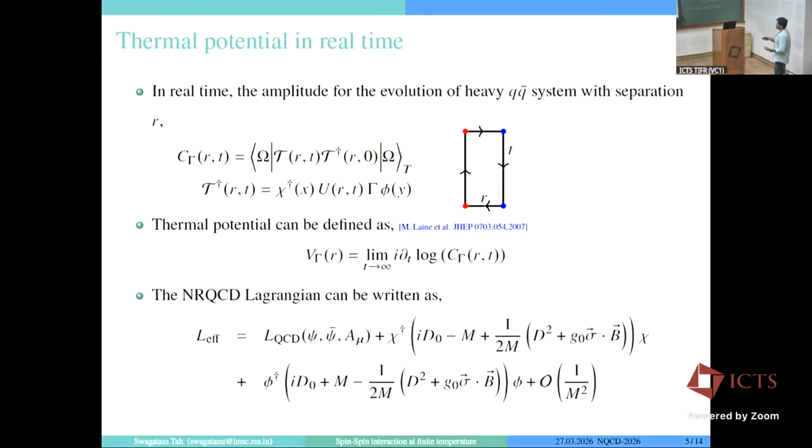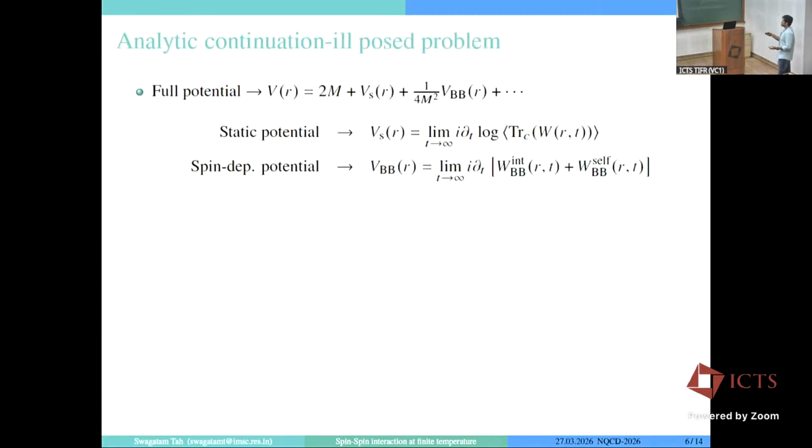So in the NRQCD Lagrangian, this part is the usual QCD Lagrangian for light quarks and gauge fields, this part is for the quark fields, and this part is for the anti-quark field. Here these D are the covariant derivatives, and this B is the color magnetic field. So if we calculate this expectation value with this Lagrangian and take this limit properly, we will get this potential.